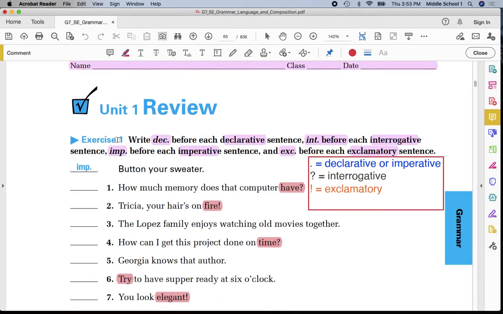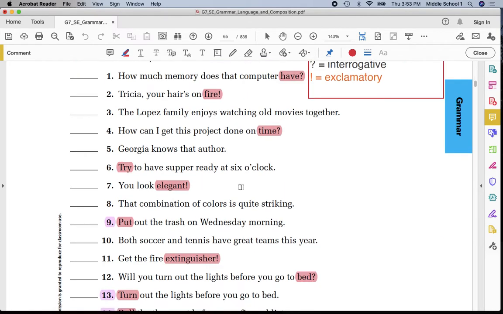So my first takeaway for my review is to remember the 4 different kinds of sentences. Next week on our test, you will have a section in which you need to be identifying the kinds of sentences.